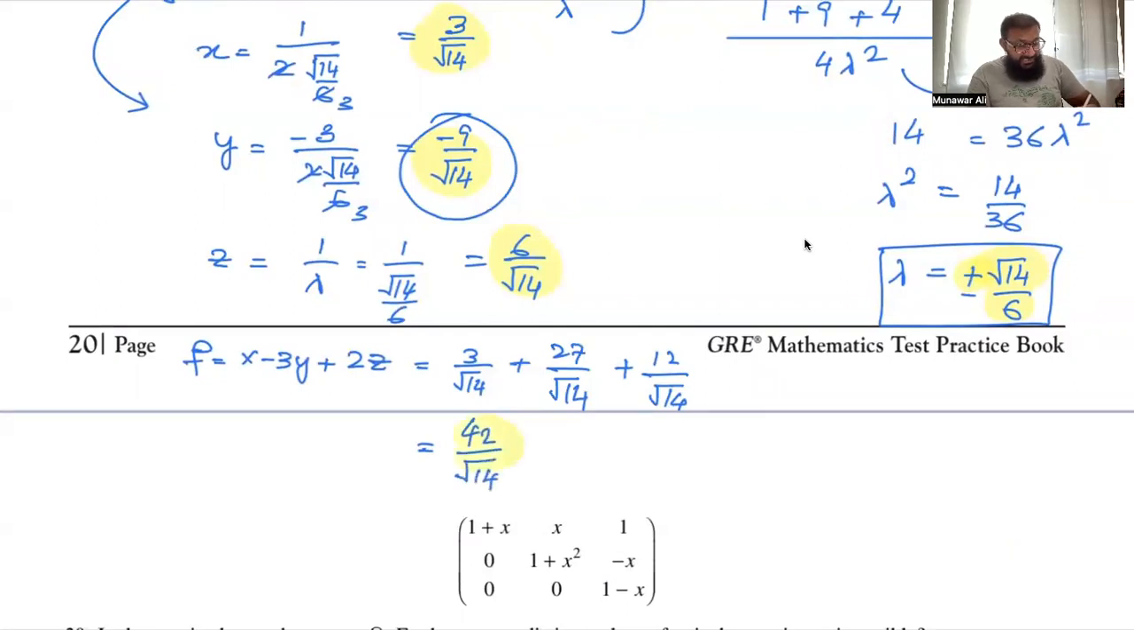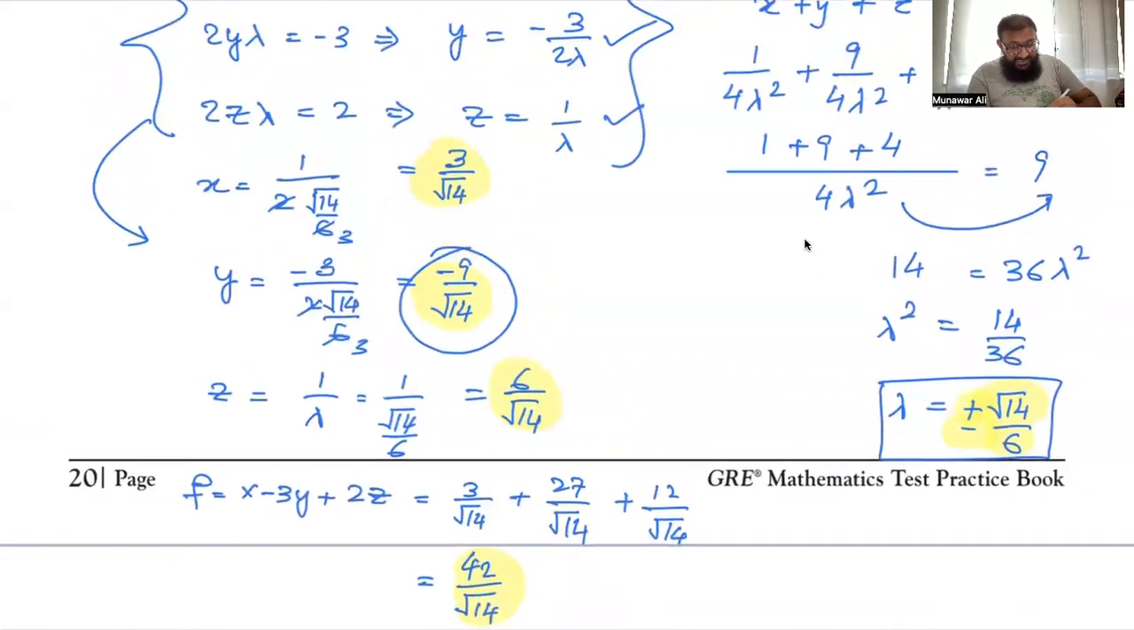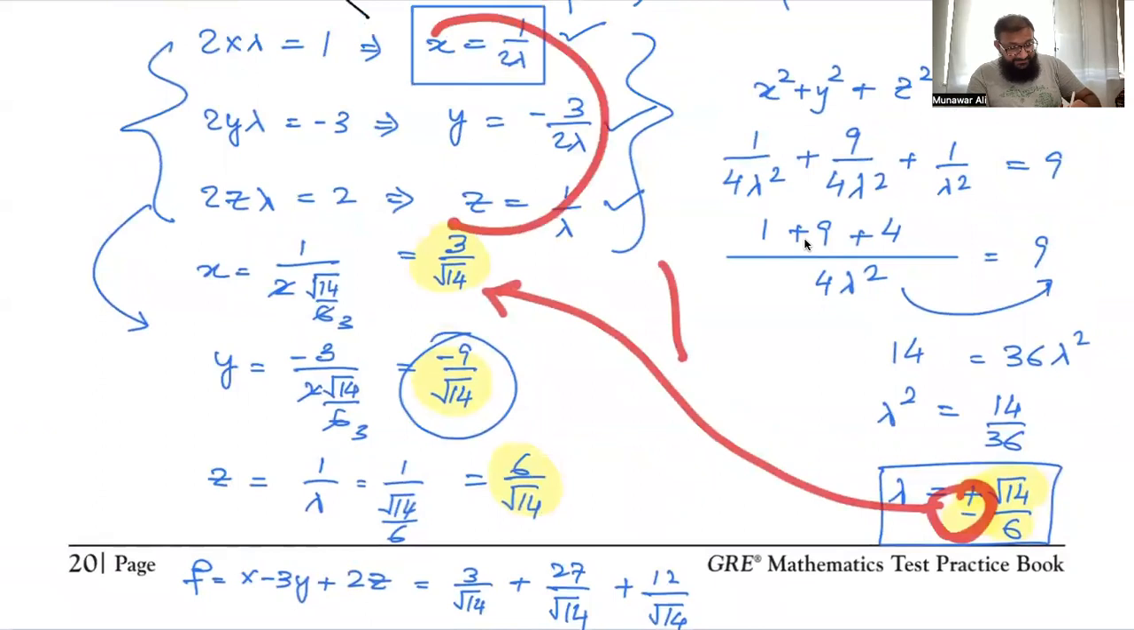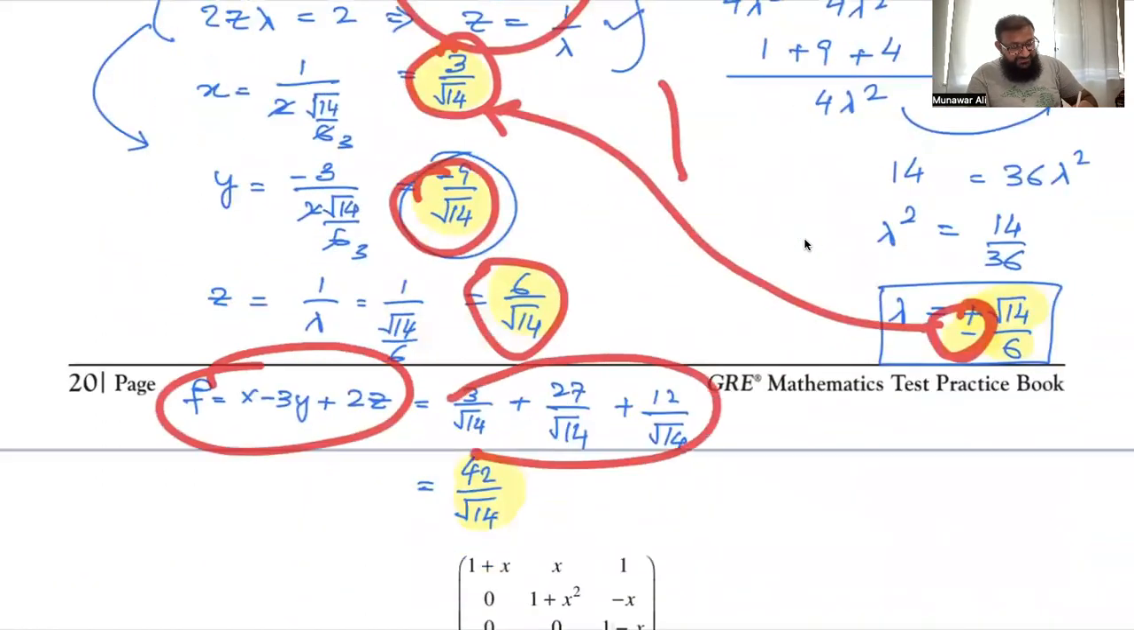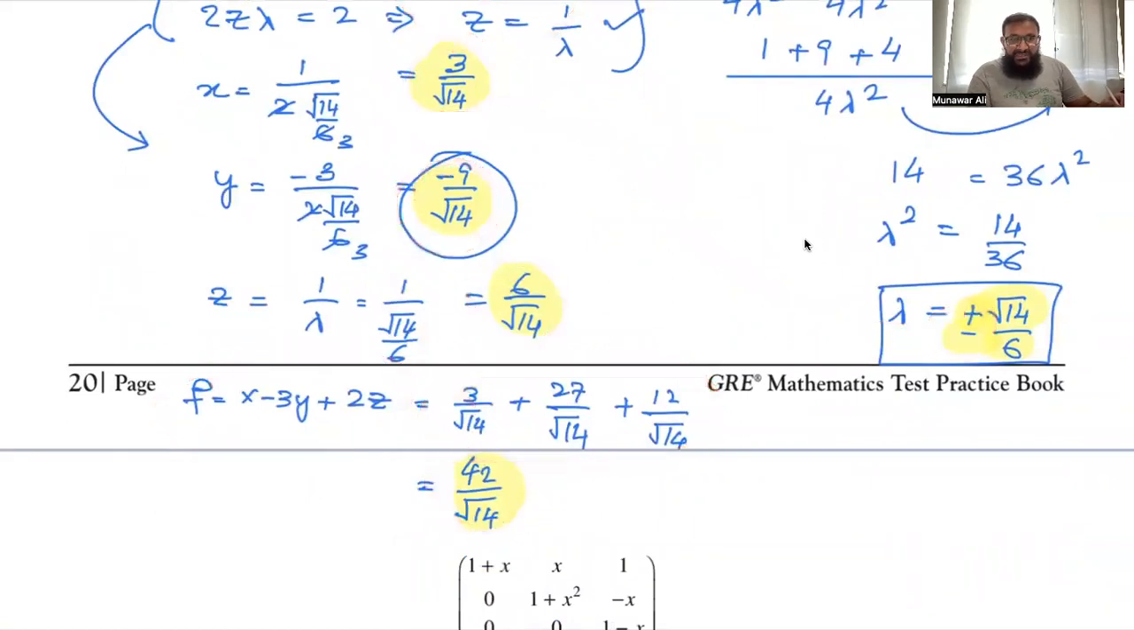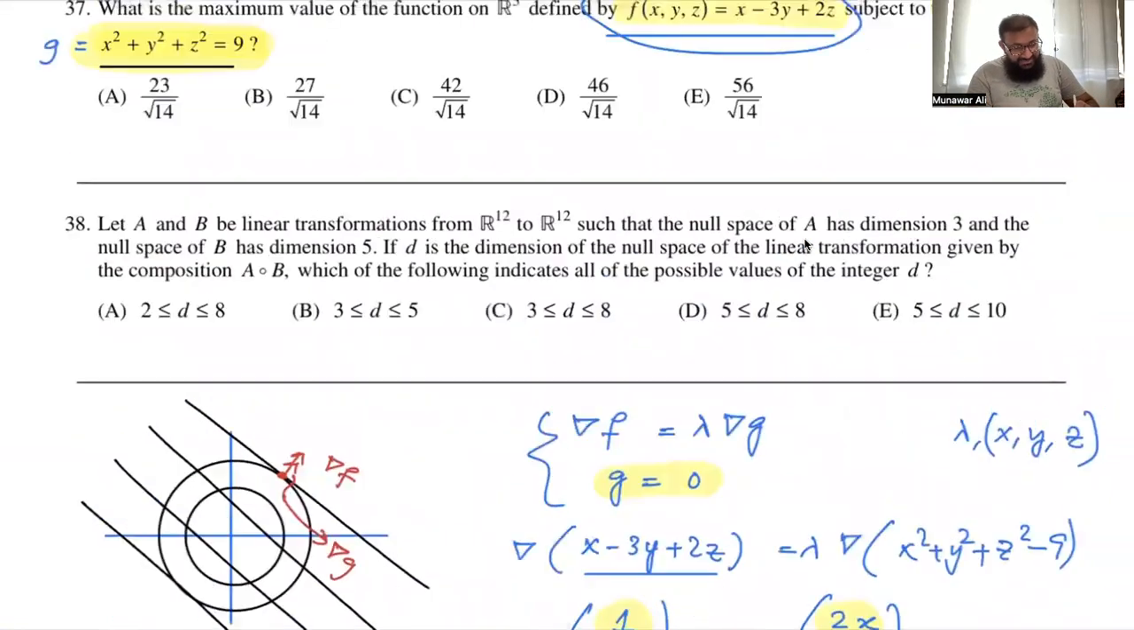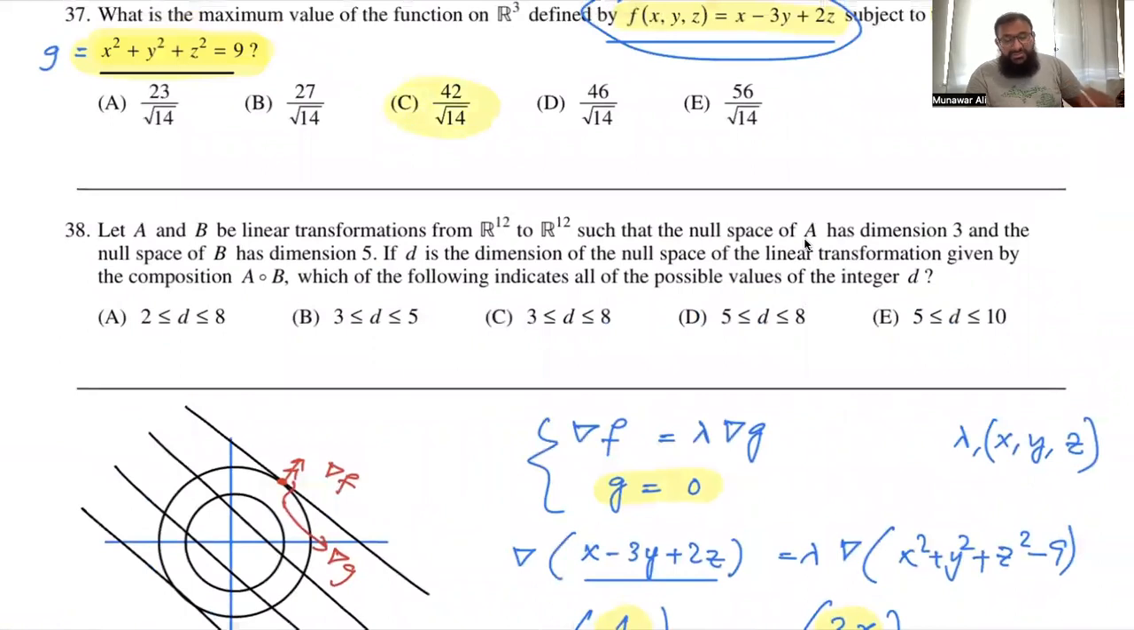This is the value, and now you will substitute the negative value of lambda in these formulas here, and you will get different values of x, y, and z. You will put them in the objective function and you will get a different value, and then you will see which value is going to be the maximum of these two. But I believe 42 divided by square root of 14 is the maximum value. You can check this by yourself, and this is our correct option.